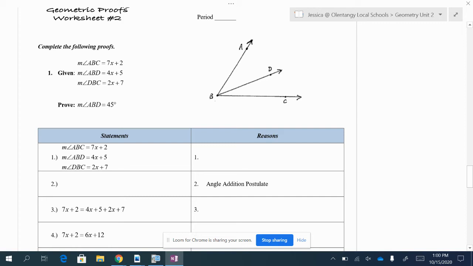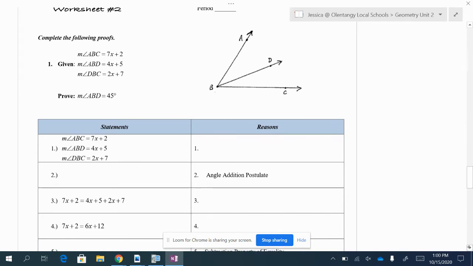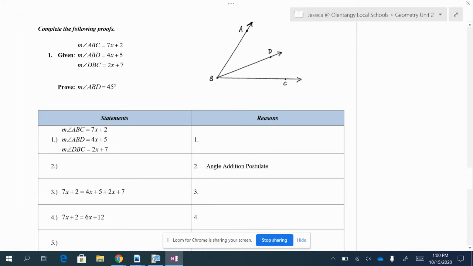On the geometric proofs worksheet number 2. This is good because I actually went through some of these problems in class. I think I went through almost all of them, so it'll be good to record a video over this for you. So this first one, we have a big angle here.